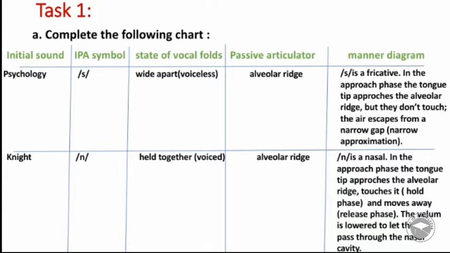The first sound is S. Vocal cords are wide apart, so the sound is voiceless. The alveolar ridge is the passive articulator.